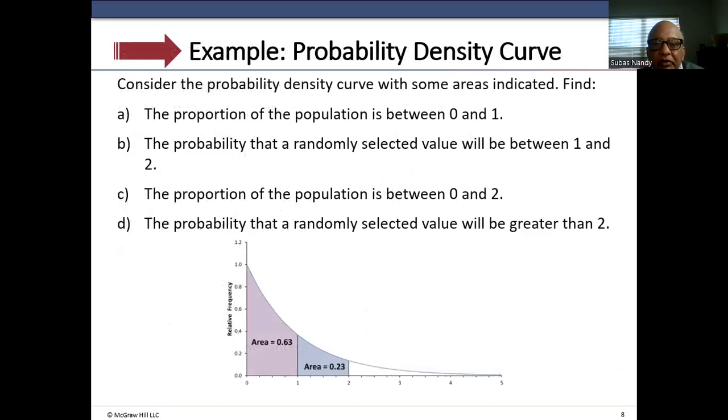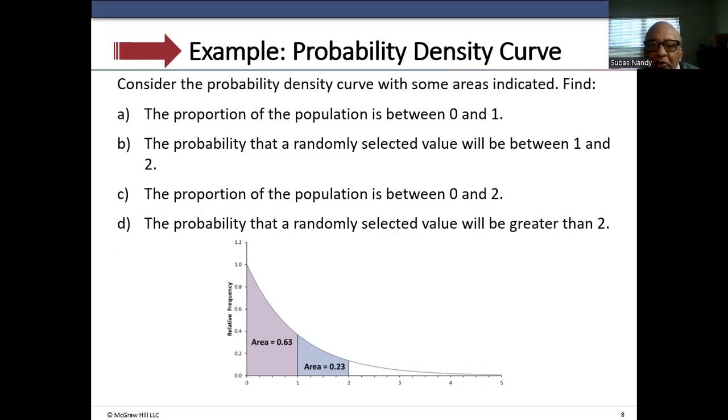Consider the probability density curve with some areas indicated. Find the proportion of the population between 0 and 1. If you look at the diagram, the area under the probability density curve between 0 and 1 is 0.63. So the proportion of particles which will fall between 0 and 1 is 0.63. That's the answer for part A. Part B, the probability that a randomly selected value will be between 1 and 2. That area under the curve is 0.23. So there is a 23% probability that a randomly selected value will be between 1 and 2. That's the answer for part B.